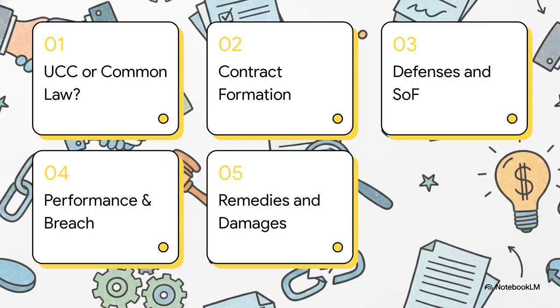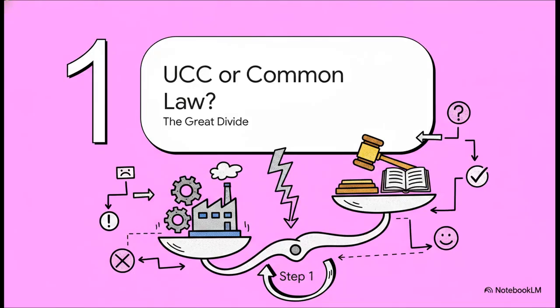So here is our game plan for today. We are going to trace the life of a contract through 5 logical steps. 1. UCC or common law. 2. Contract formation basics. 3. Defenses and the statute of frauds. 4. Performance and breach. And 5. Remedies and damages.